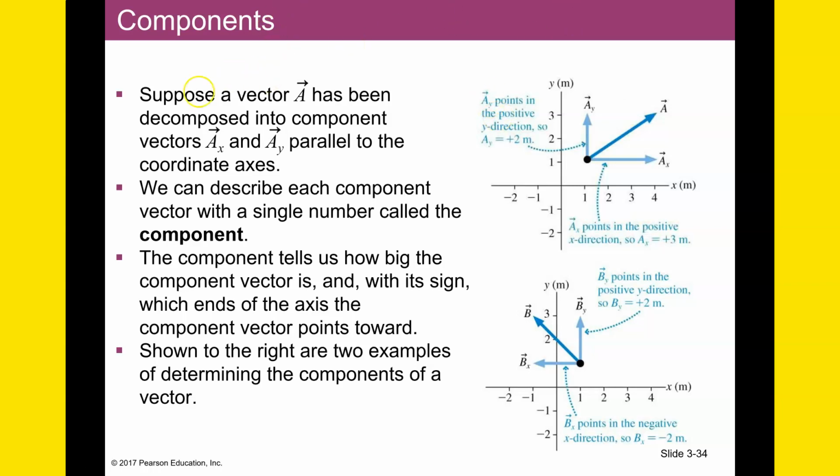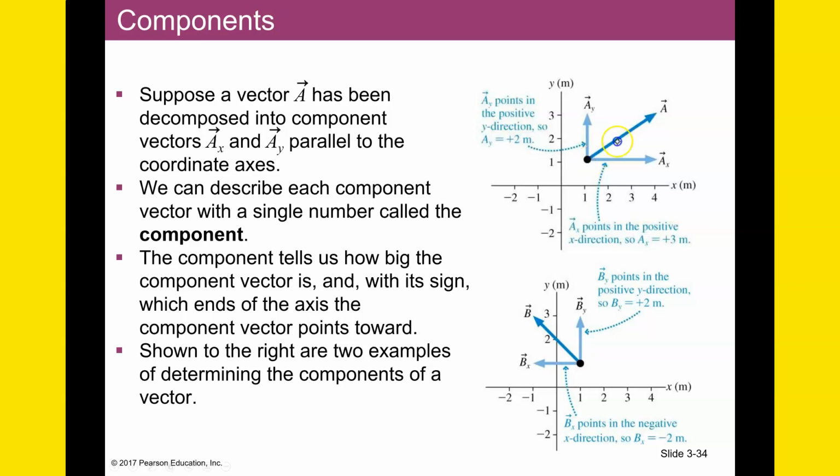Suppose a vector A has been decomposed into component vectors A sub x and A sub y. We can describe each component vector with a single number called the component. The component tells us how big the component vector is, and with its sign, which end of the axis the component vector points toward. Shown to the right are two examples of determining the components of a vector.